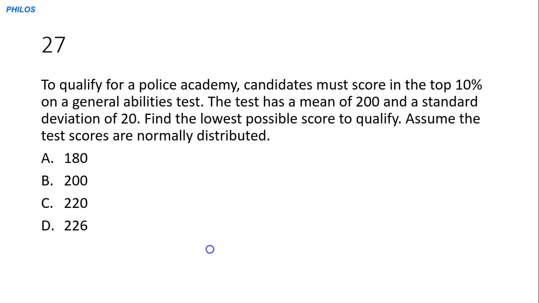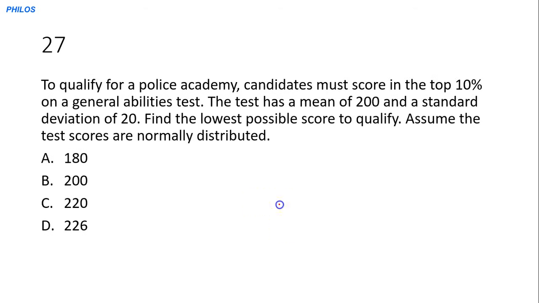27 says, to qualify for a police academy, candidates must score in the top 10% on a general ability test. The test has a mean of 200 and a standard deviation of 20. Find the lowest possible score to qualify. Assume the test scores are normally distributed.